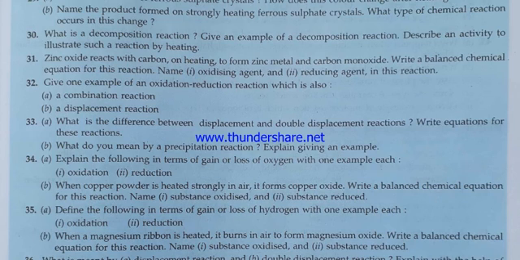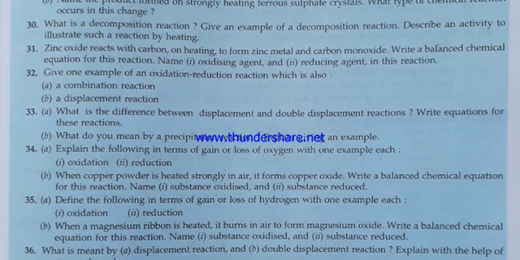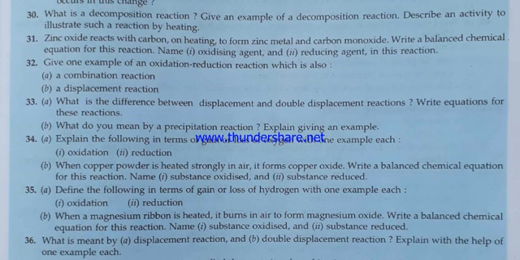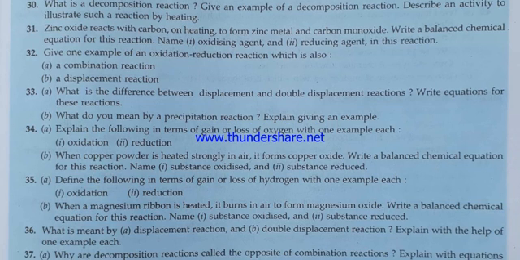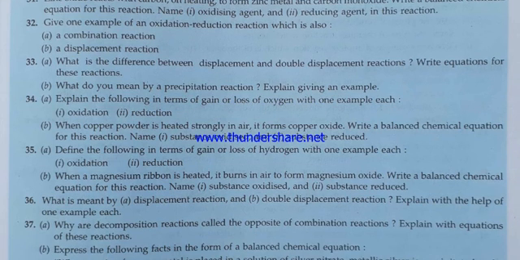In terms of gain or loss of oxygen, oxidation is gain of oxygen, reduction is loss of oxygen. When copper powder is heated strongly in air, it forms copper oxide. Cu plus O2 will form CuO. Then 2Cu plus O2 will form 2CuO. Gain of hydrogen is reduction and loss of hydrogen is oxidation.